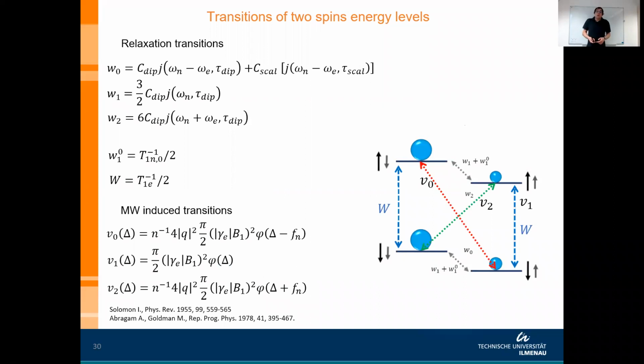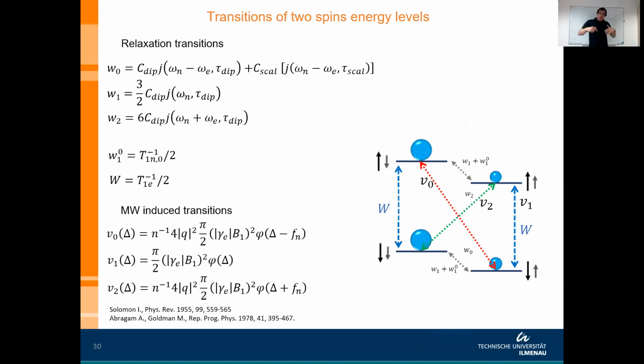Well, talking about spectral densities, here we see the equations for the relaxation transitions in a bit more formal way: W0, W1, and W2. And then we see that W1 of the nucleus is related with the transition of the nuclear energy levels, purely, without the influence of the electrons, and this is related with the T1 relaxation. And then the W is related with the relaxation of the electron system purely, right?